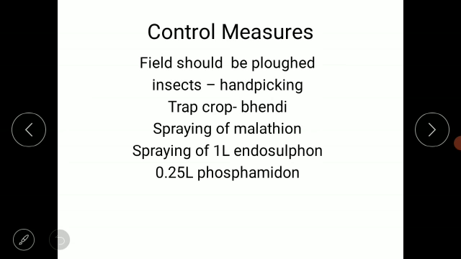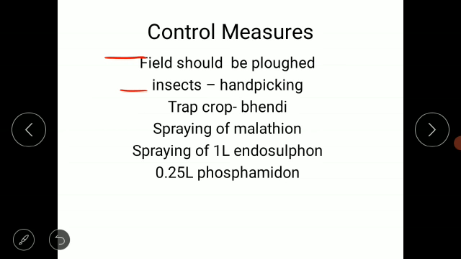Then the next one is that the insects should be handpicked and killed in kerosenated water. These are the cultural methods. So the first one is plowing of the field, then handpicking of the insects. So these are what we call the cultural methods.